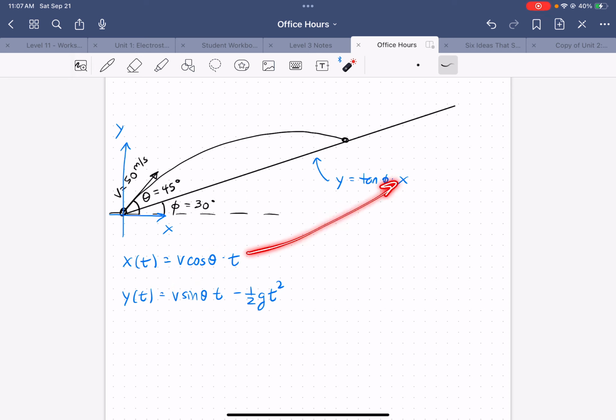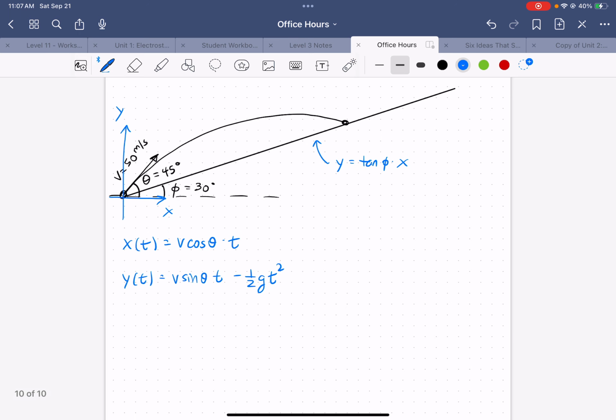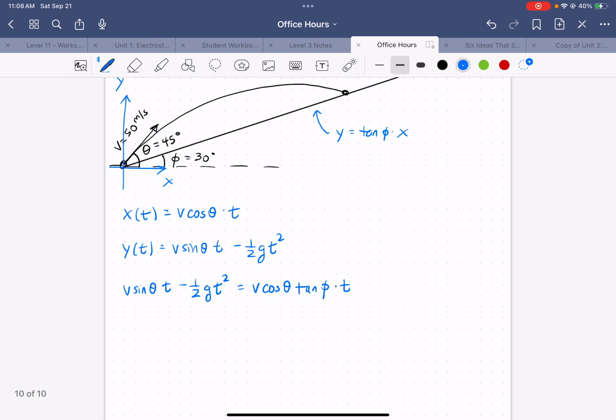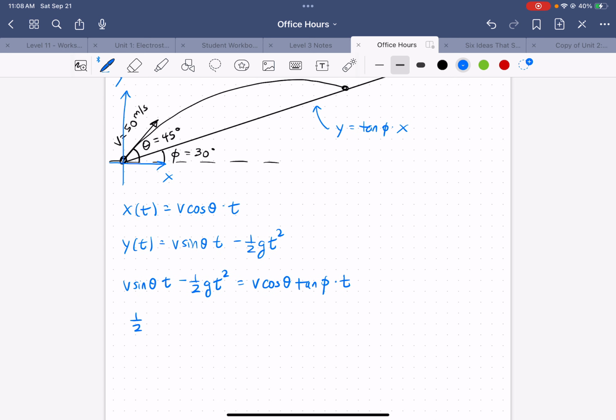So when I do that, I will get v sine theta t minus 1/2 gt squared is equal to v cosine theta tangent phi times t. All right, so I need to solve this equation for t. I can cancel one factor of t from every term and then move some things around. That will give me 1/2 gt is equal to v times the sine of theta minus cosine of theta tangent phi.